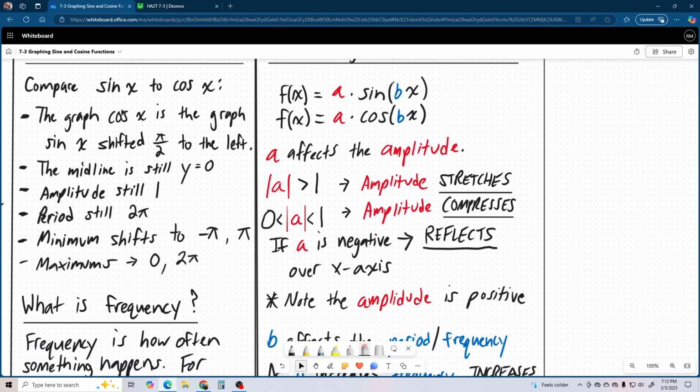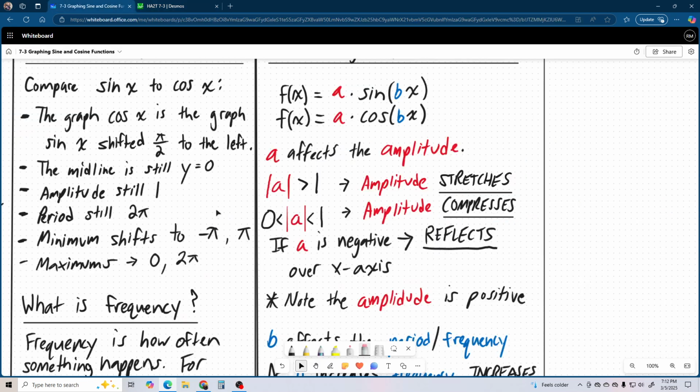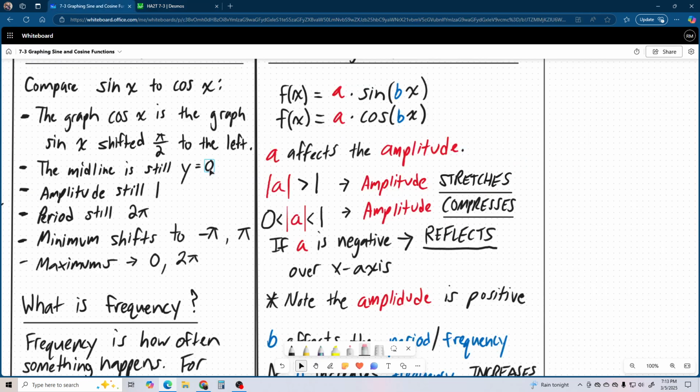So the graph of cosine x is the graph of sine x, but shifted pi over 2 to the left, right? We just said that, it's shifted literally half pi this way. All right, so the midline is still y = 0. The amplitude is still 1. The period is still 2 pi, right? If we get rid of the sine here just for a second, we start at 1, we go down to -1, and we go back up to 1, right? But the distance from 1 to 1 here is still 2 pi. So the period's still 2 pi, right?